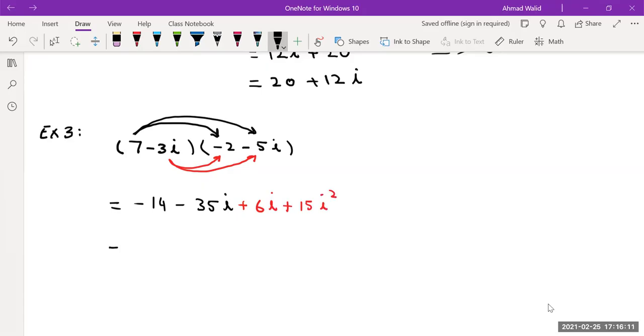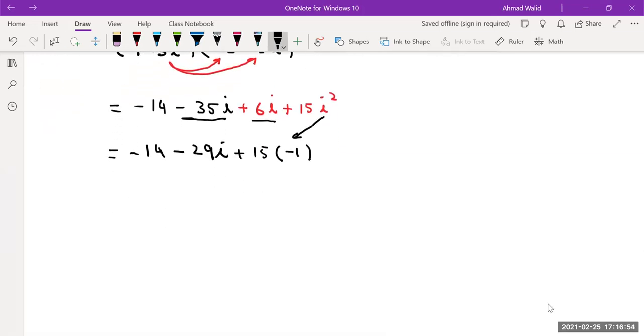And next step, I'll replace the value of i squared with -1, and also I will combine like terms. You see, I have -35i and I have +6i, which I can combine. Then -14, and -35 plus 6 gives you -29i, plus 15, replacing the value of i squared with -1.